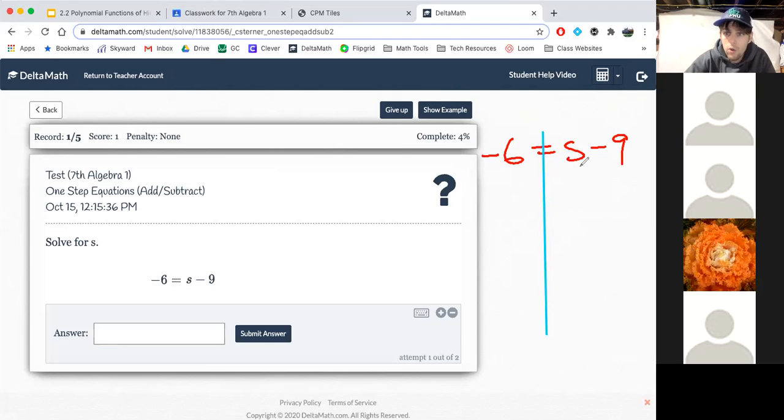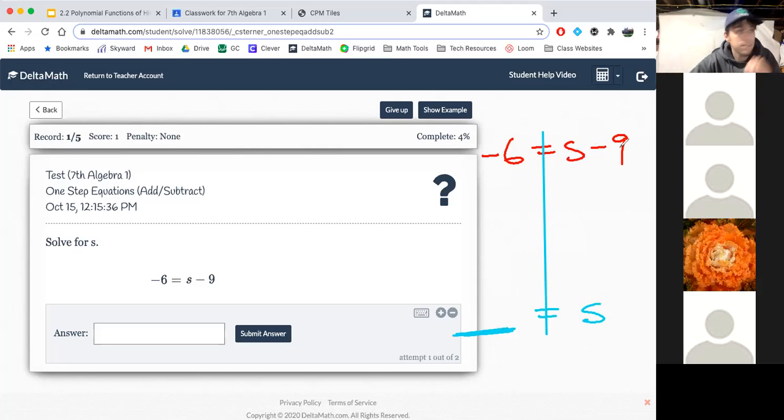Now, our goal is to get the variable all by itself. So whatever letter we're working with, in this case, our goal is to get S all by itself equals a number, this number being our solution. So whatever else is on this side, I will need to get rid of it. I will need to make a zero pair. And I always just need to do the opposite thing.